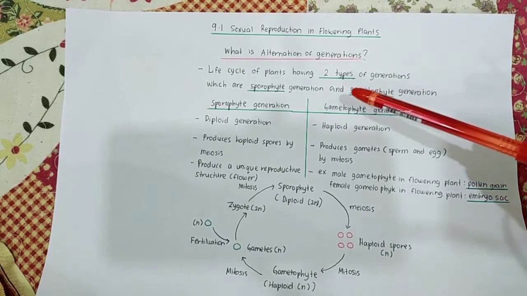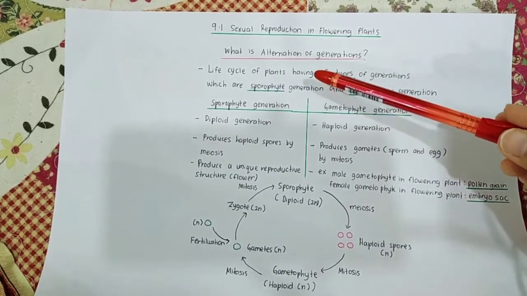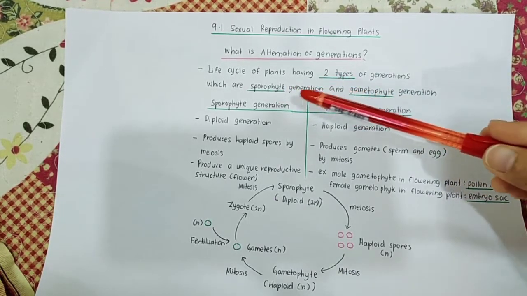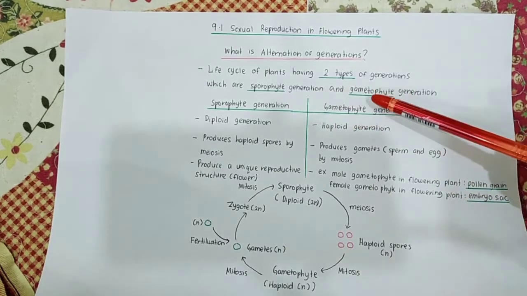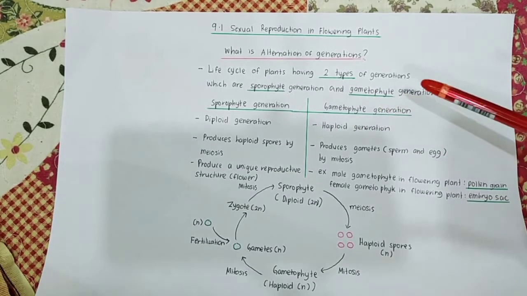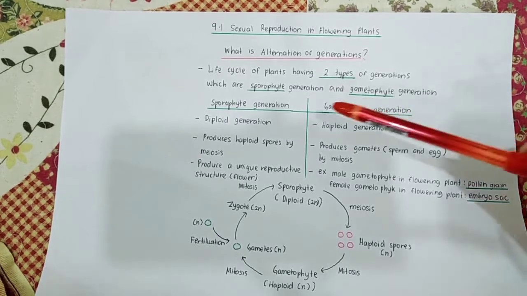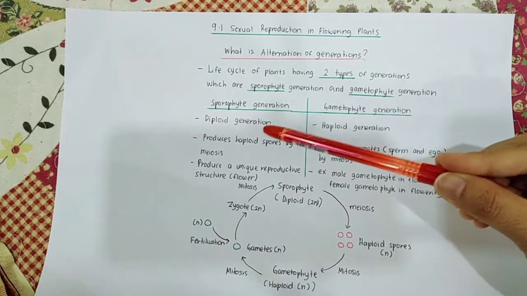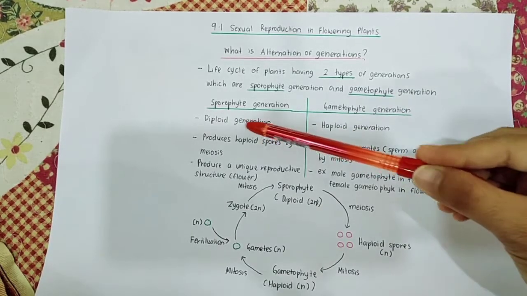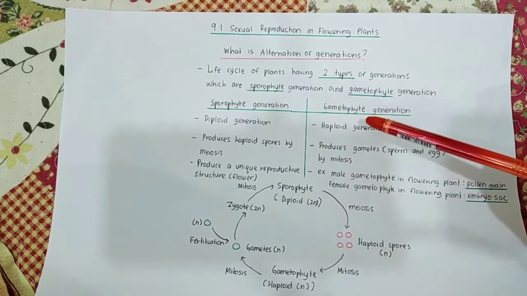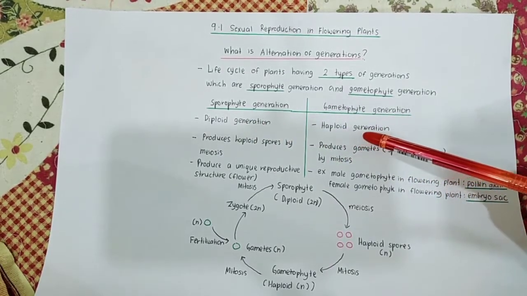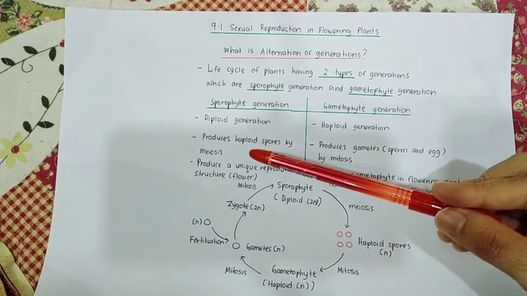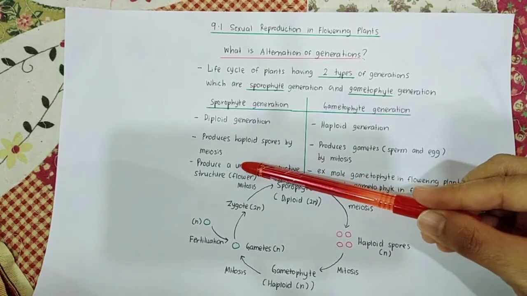So secara ringkas, kalau untuk alternation of generation, di dalam life cycle of plant akan ada dua generation. First, we call it sporophyte generation. Second, gametophyte generation. So you have to know what are the differences between sporophyte generation and gametophyte generation. For sporophyte generation, we refer to the diploid generation, which means diploid is 2n. While gametophyte generation refers to the haploid generation. Haploid is n. And then the sporophyte generation will produce haploid spores by meiosis.